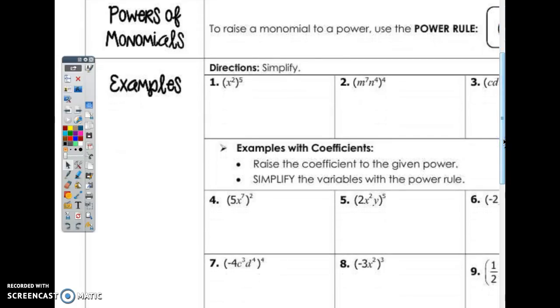Problem number 1. What does problem number 1 say? What does this parentheses to the 5th power mean? It means that you're doing it 5 times itself. So now you have 5 sets of parentheses. So everybody go ahead and draw these. 5 times itself, right? And inside there you have x squared.